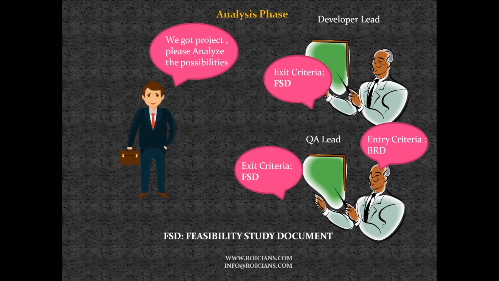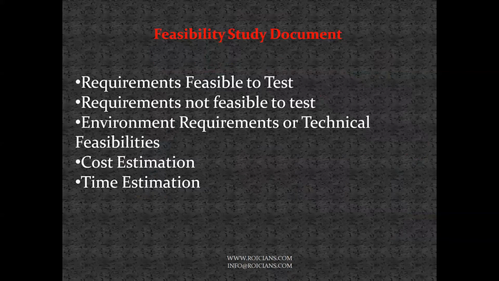Now the question arises, what is an FSD? So guys, the feasibility study document is prepared by both the QA lead and developer lead separately. I'm reading out the content of the feasibility study document of the QA lead. In this, he will majorly specify requirements which are feasible to test, requirements not feasible to test, environment requirements or technical feasibilities, whether technically this project is feasible for us or not, cost estimation or cost feasibility, and time estimation or time feasibility, whether the cost and time the client has given are okay or not. So they will prepare the feasibility study document.